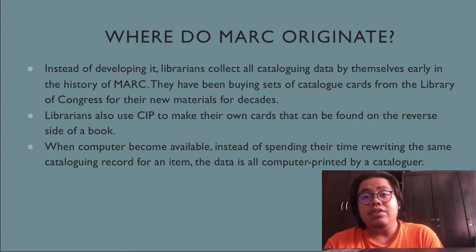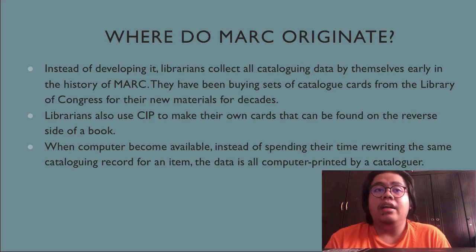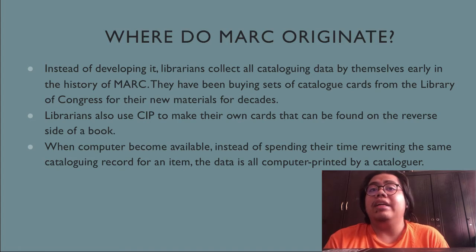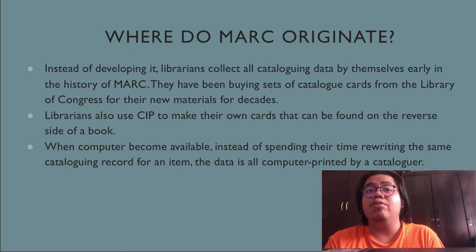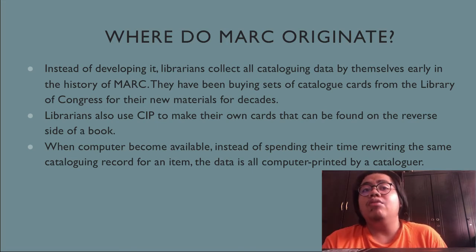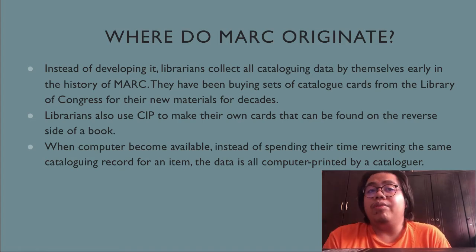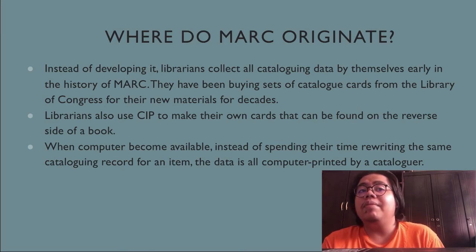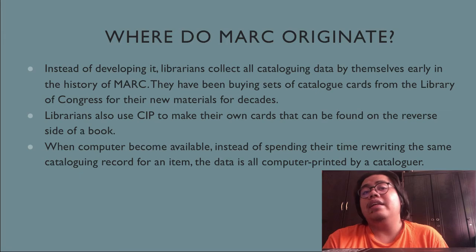Now, I will tell you about where MARC originated. Early in the history of MARC, librarians collected all cataloging data by themselves. They had been buying sets of catalog cards from the Library of Congress for their new materials for decades. Librarians also used a CIP to make their own cards that can be found on the reverse side of the book. When computers became available, instead of spending their time rewriting the same cataloging record for an item, the data was all computer printed by a cataloger.